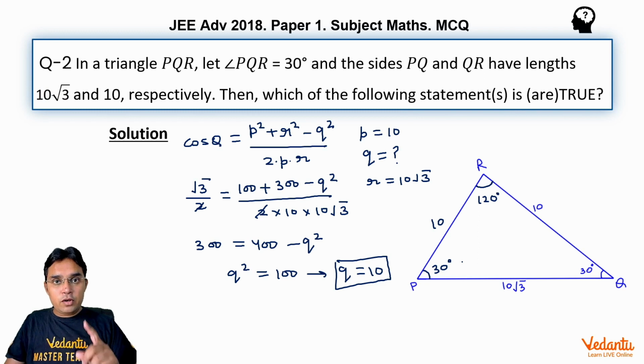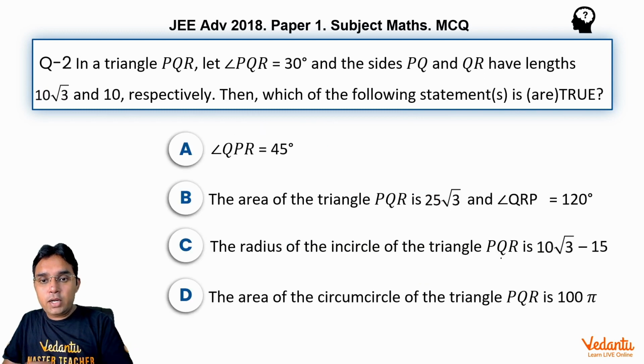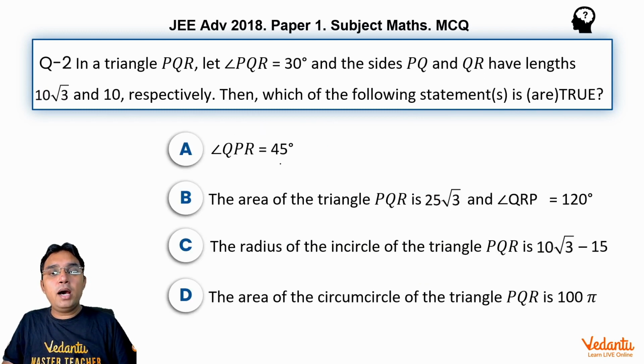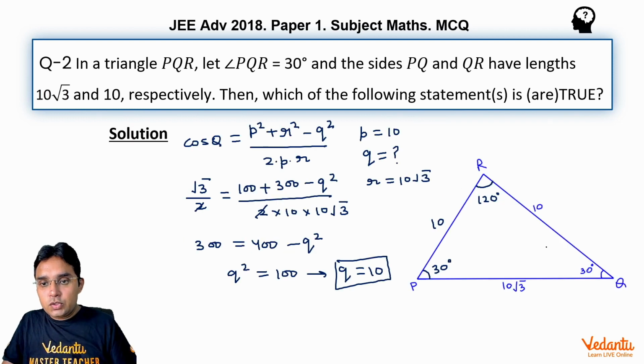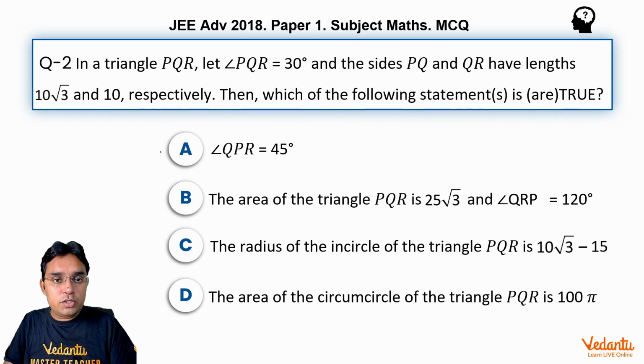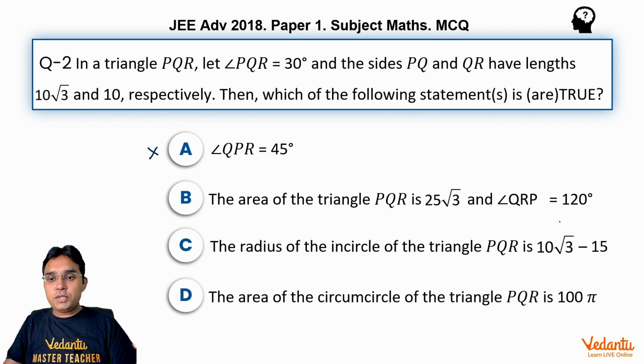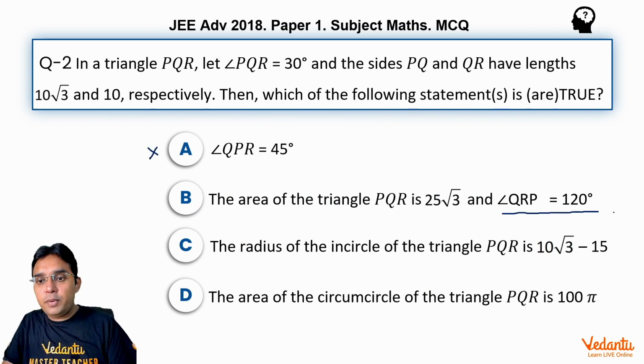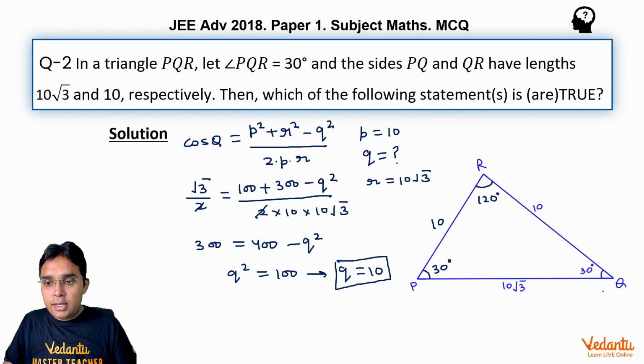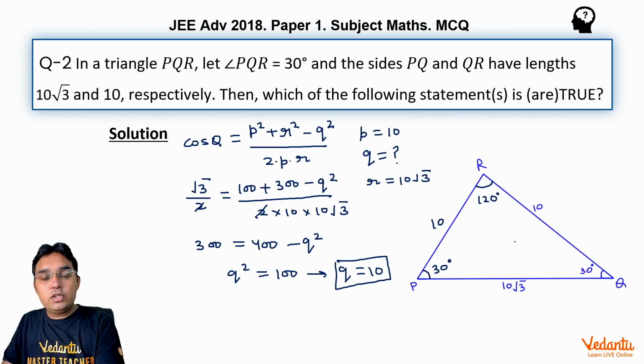Okay, so one of the options was given based on that only, that angle QPR is equal to 45 degrees. So angle QPR is equal to 45 degrees is wrong. So option A is wrong. In option B, they are asking angle QRP equal to 120. Angle QRP is 120, so this is absolutely correct.